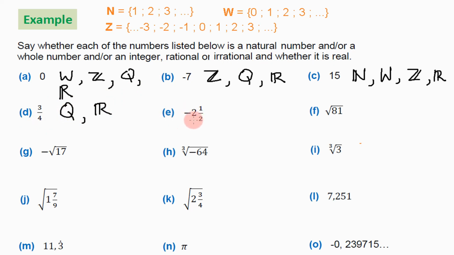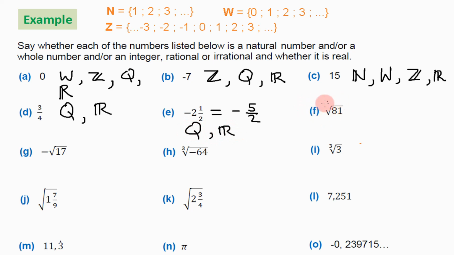Here we have -2.5. This is a mixed number, but we know that we can write mixed numbers as improper fractions. This is -5/2. And it's clearly not a natural number, it's not a whole number, neither is it an integer. Of course, because it's a fraction, it must be rational and hence also real.